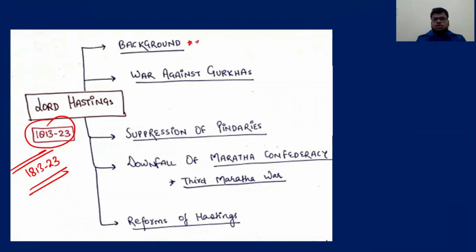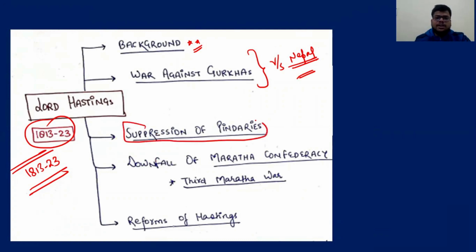So first of all, we need to know about the background. We have discussed the war with Nepal, that is with the Gorkhas, and the Treaty of Sagauli, which was signed later on. We will reread that. It is very important that you remember the suppression of the Pindaris. Very important. Then the downfall of the Maratha Confederacy. We have seen that, and some reforms of Hastings.